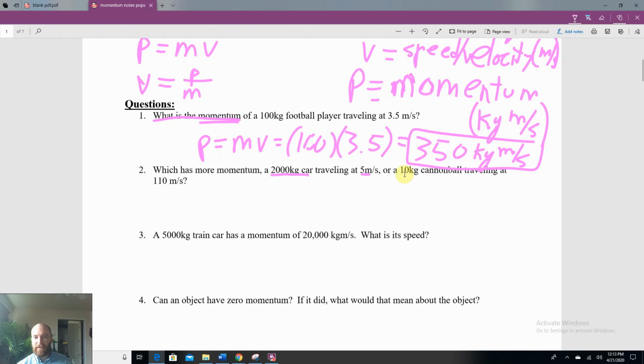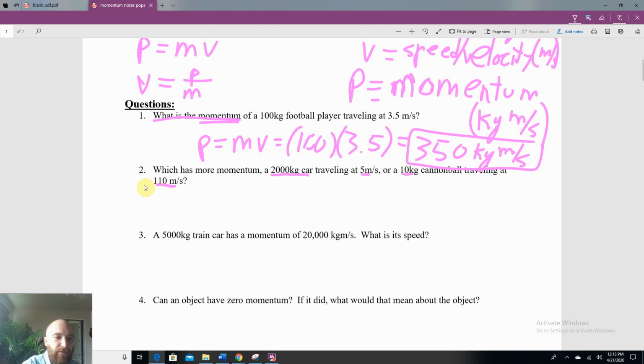And then we've got this 10 kilogram cannonball, which is like a heavy bowling ball type mass, traveling at 110 meters per second, which is like well over 200 miles per hour. So which of them has more momentum? This slow moving but large object, or this fast moving but much smaller object?